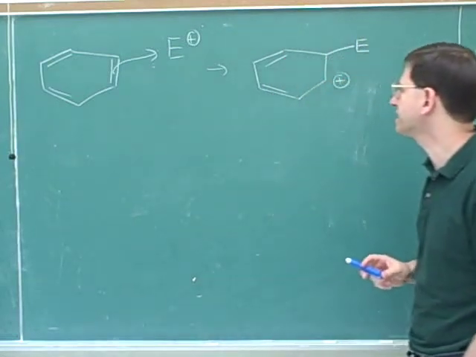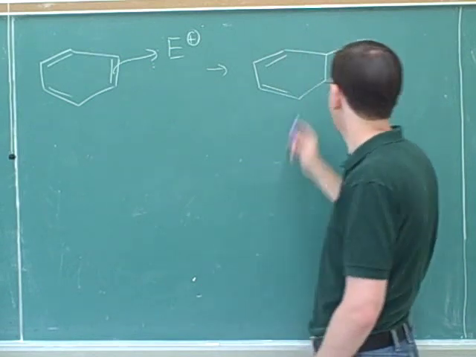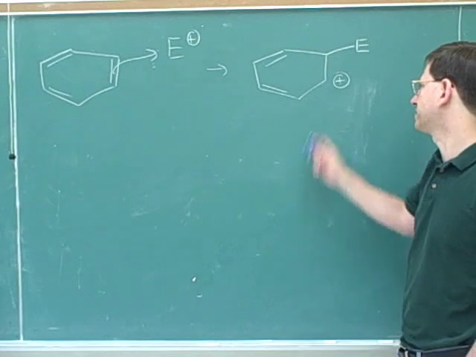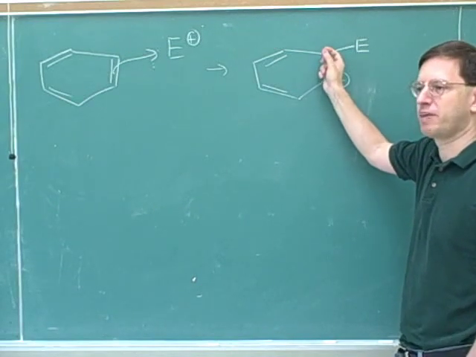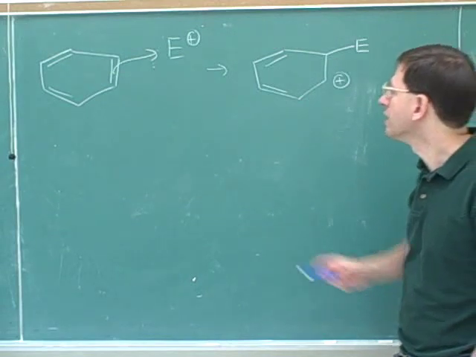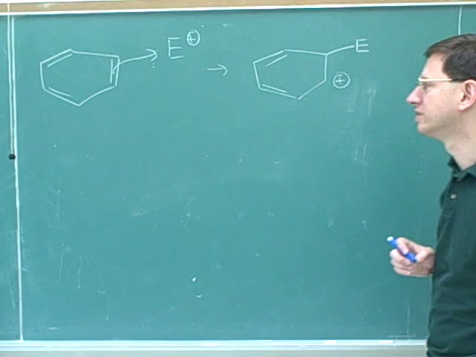Now, if this electrophile attacks, if the electrophile attaches to this top carbon, that would leave a positive charge on this bottom carbon. Or you could equally well have said that the electrophile attaches to the bottom carbon and then there's a positive charge on the top carbon. Is this reversible? This reaction right here? Usually not. Usually this is not reversible.